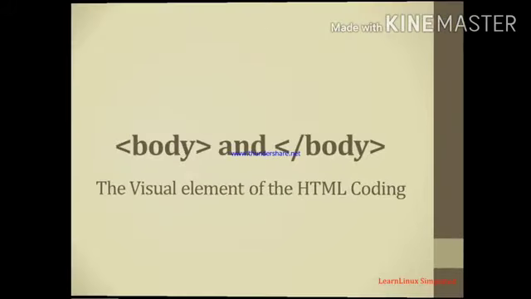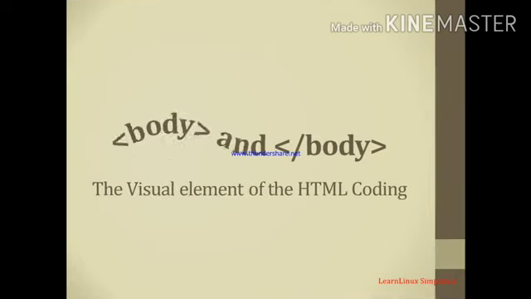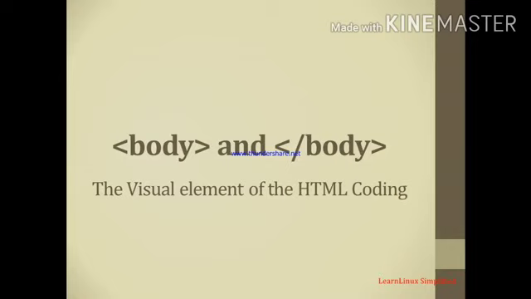Body and close body, the visual element of HTML coding. Now why it is called visual element? Because the content given within the body section is actual content we want to display through browser. Means the web page content we want to display is the actual content given within a body section. Now the visual content can be decorated, so the body tag will also have certain attributes to decorate the page.